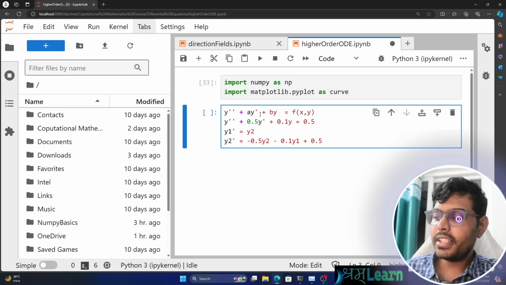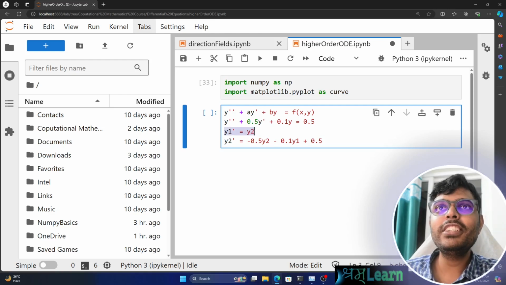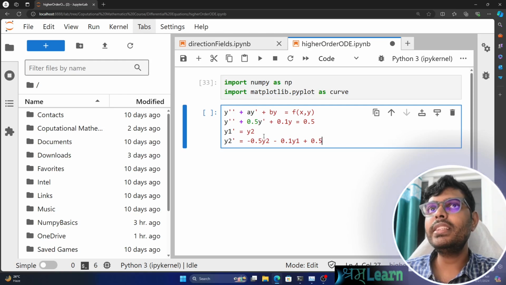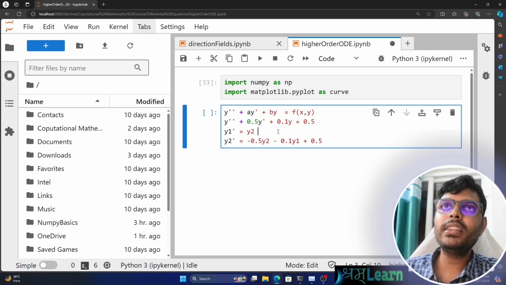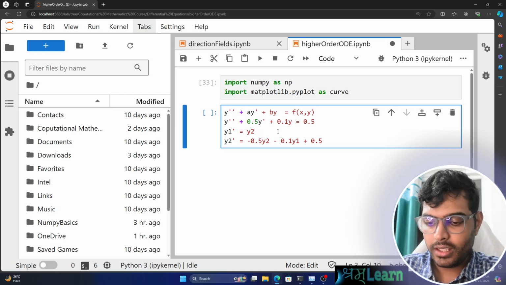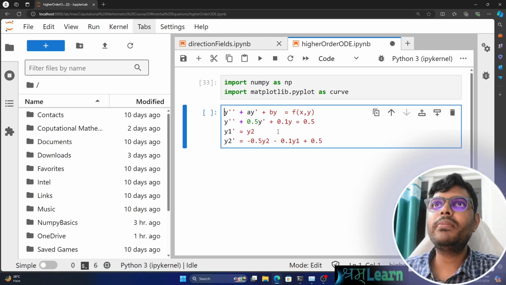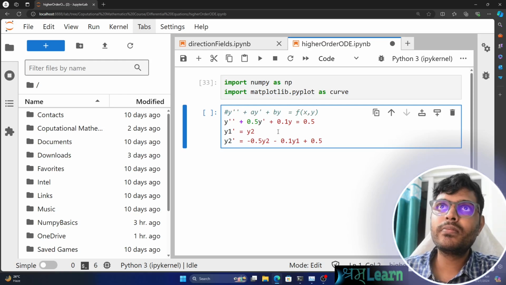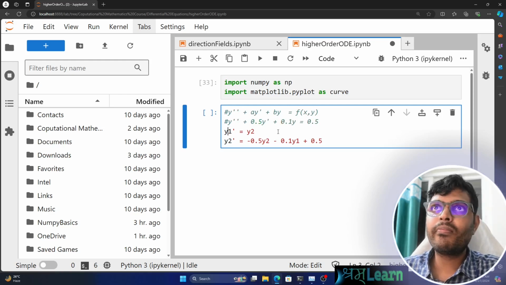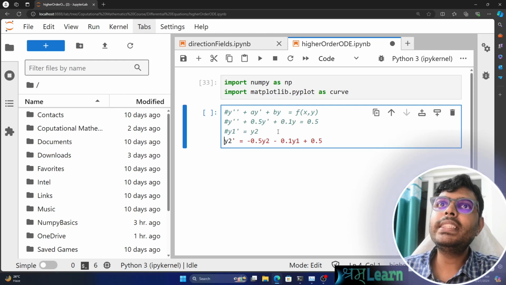So is it a first order differential equation in y1? Yes. Is it a first order differential equation in y2? Yes. So how can we find the solution? It is simple. The solution is given by what? We have seen. I will write the solution. These are comments, so these are not valid statements.